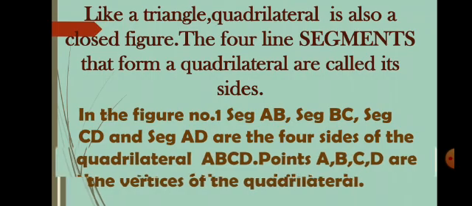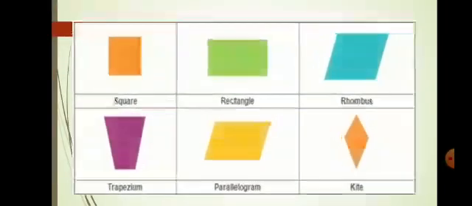Let's move further. Now see, quadrilateral means a square. Now you can see square is also a closed figure. A rectangle is a closed figure. Rhombus, trapezium, parallelogram and kite. These all figures are coming in the quadrilateral. The names are different, but they belong to the group quadrilateral.